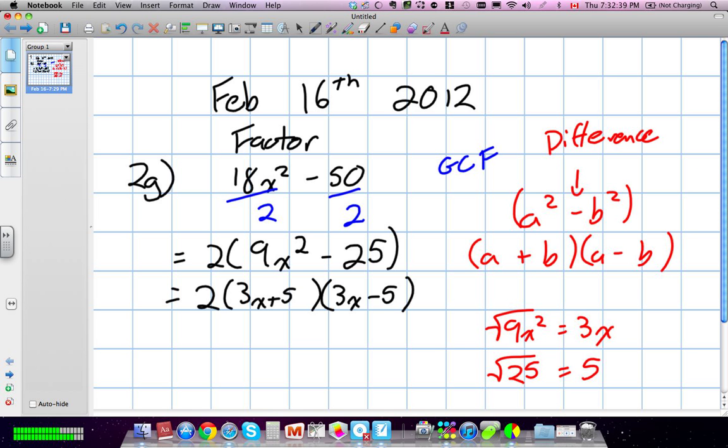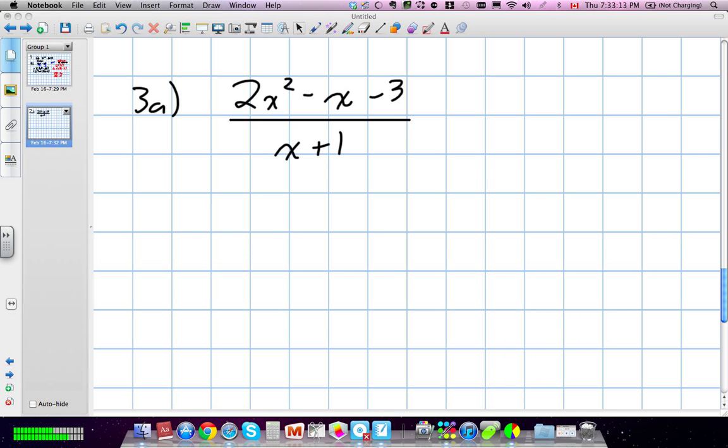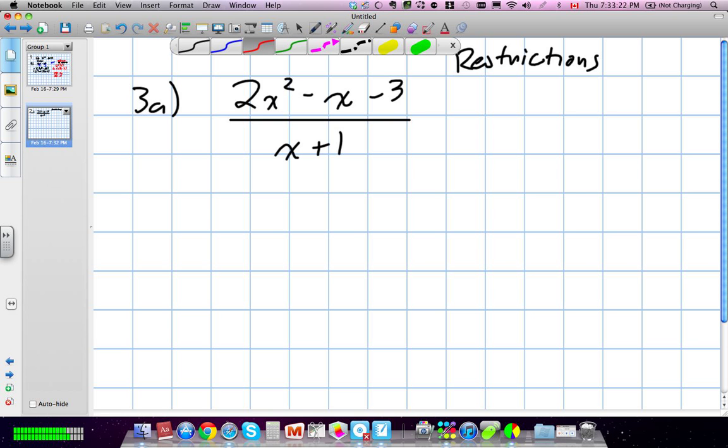Okay. So let's jump to the next question. All right. So the next one we're going to talk about is restrictions. Okay. So again, like we talked about a little earlier, we think of this as a fraction, right? Because technically it is. And when we have a fraction, no matter what number's on top, if we're dividing by the number 0 on the bottom, when we go to put it in a calculator, so what did we do last time?